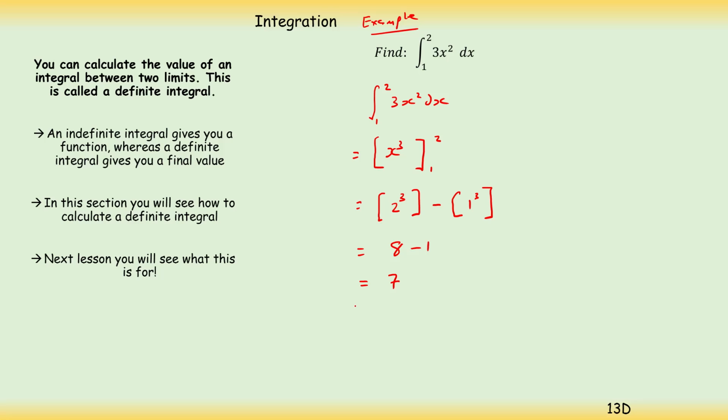You might be asking, where's the constant term? Well, we don't need one, because if we had a plus c here, we'd have a plus c here and they'd cancel each other out. So we no longer need a constant. Whenever we have definite integration, we don't use the constant. Okay, so hit pause, copy the example down. Once you've done that, hit play, and we'll look at another.